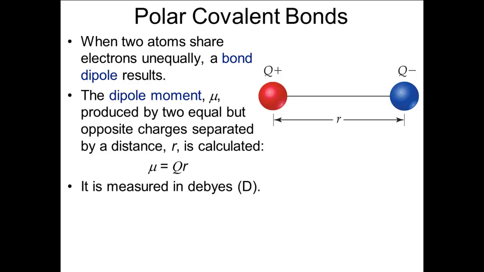Dipole moment is a vector quantity, which means that it has a direction as well as a magnitude. The direction of the dipole moment is always from the positive end of the dipole towards the negative end of the dipole. That is, it points toward the more electronegative element.